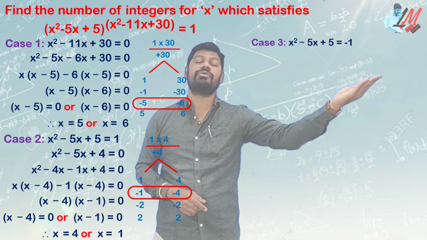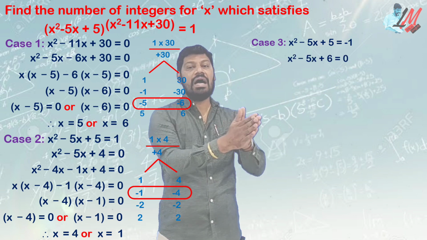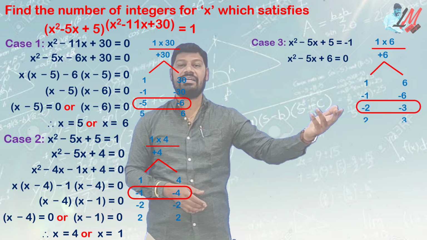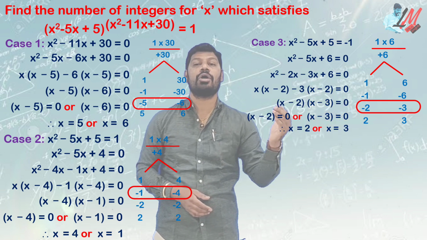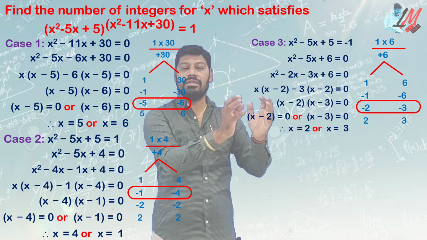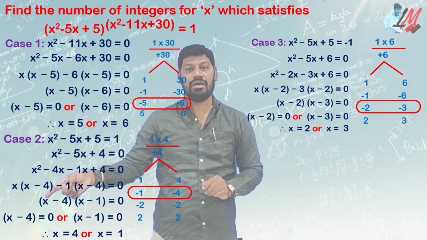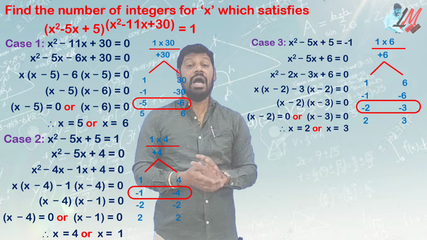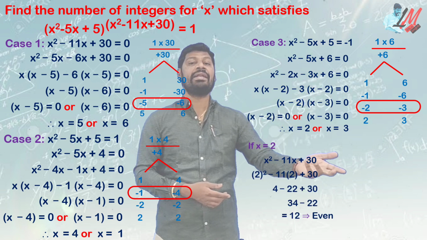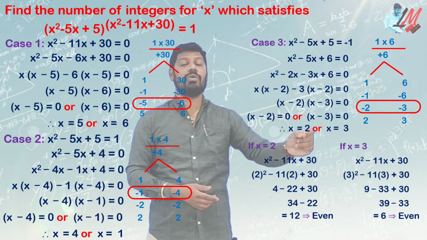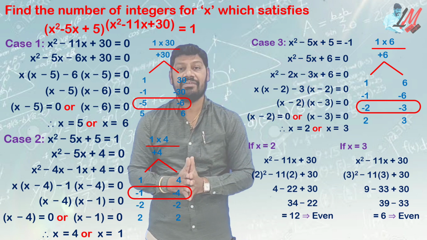If you transpose minus 1 to this side, you are going to get x² − 5x + 6 = 0. Again with the factorization method, if you factorize this, you are going to get (x − 2)(x − 3) as the factors. If you equate, you are going to get x = 2 and 3 as the two different integer values for this situation. Here we got 5 and 6, here we got 4 and 1, here we got 2 and 3. If you substitute 2 and 3 in the power, definitely you are going to get an even number. I mean, if you substitute x = 2 and x = 3 individually in x² − 11x + 30, you are going to get even numbers only.